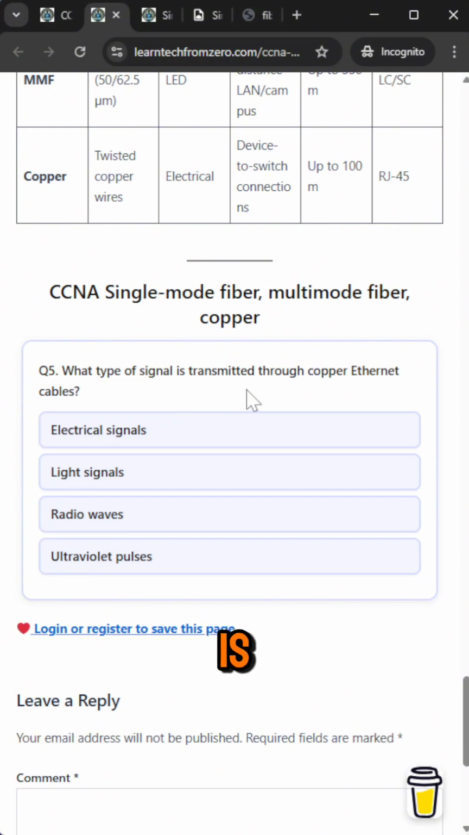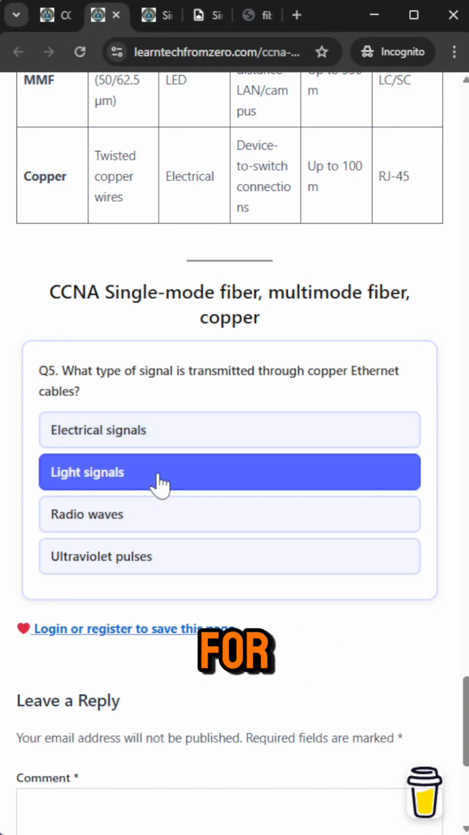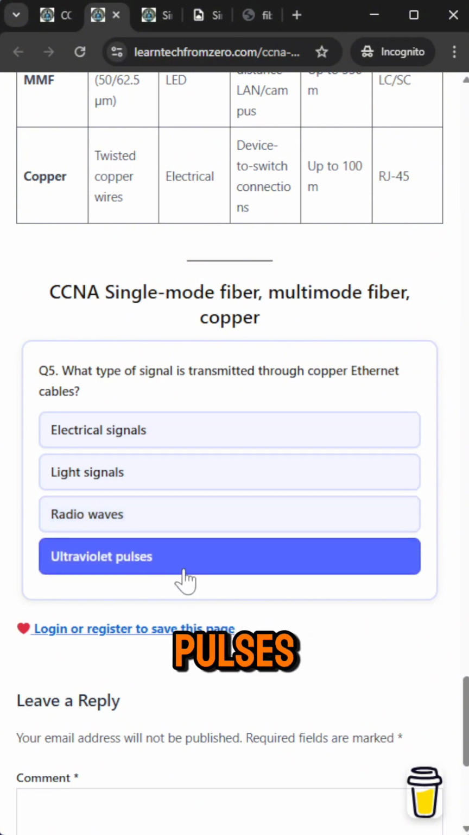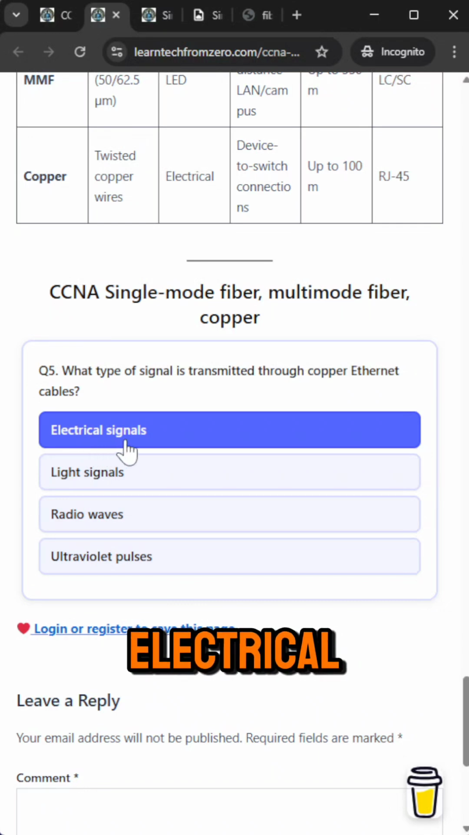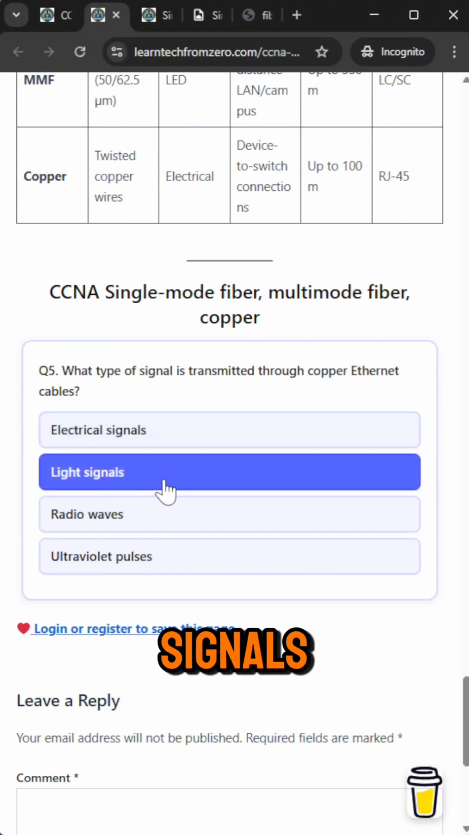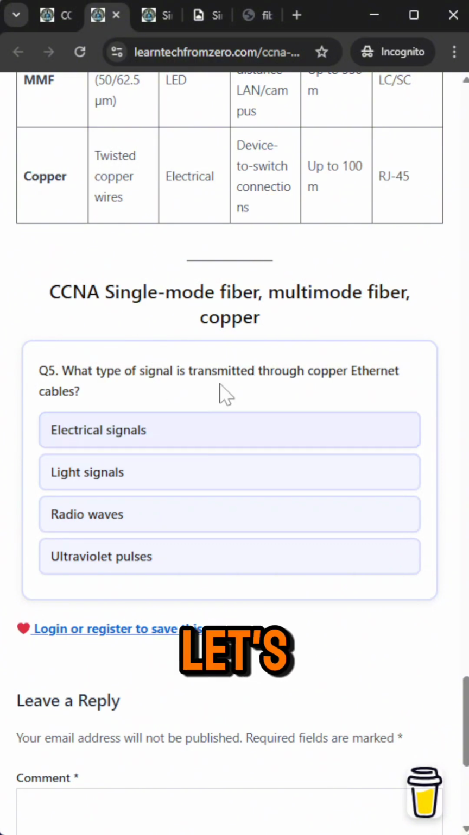What type of signal is transmitted through copper Ethernet cables? The answer should be electrical signals. Light signals are for fiber optic. Radio waves are for Wi-Fi. Ultraviolet pulses, not in this case. So electrical pulses for copper, remember this. All RJ45 connector cables, Cat 5, Cat 6, Cat 7, use electrical signals. Light signals are used by fiber optic cables. Radio waves are Wi-Fi, remember this.